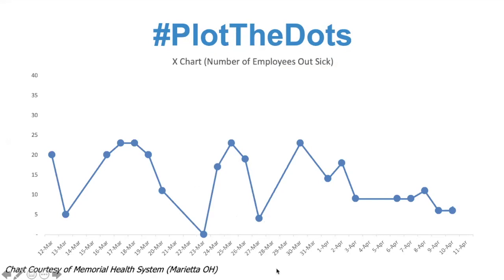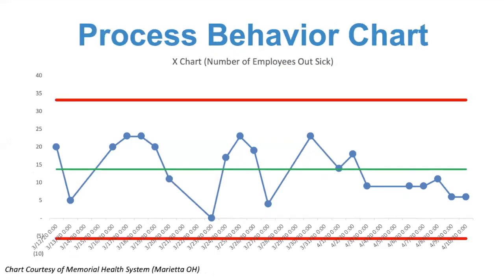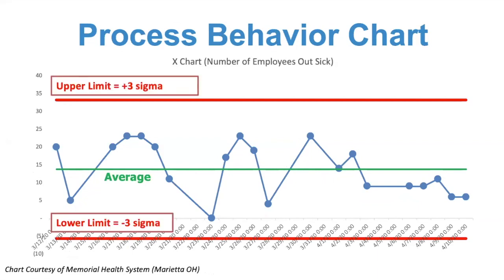So when we build from the run chart, as Memorial Health System has done, we build what's called a process behavior chart. The one thing that we do is calculate an average and overlay that as a green line. And we can start to look and say, well, maybe that is just fluctuating around an average. But then we calculate from the data the red lines that you see here. We can call this an upper limit and then a lower limit, which are roughly plus and minus 3 sigma around the average. Now, in this case, the lower limit might, practically speaking, be 0.